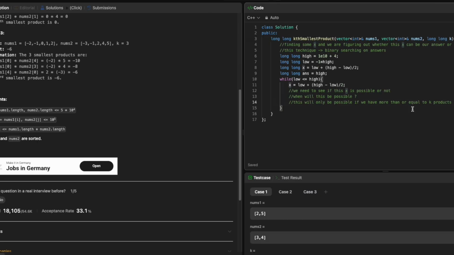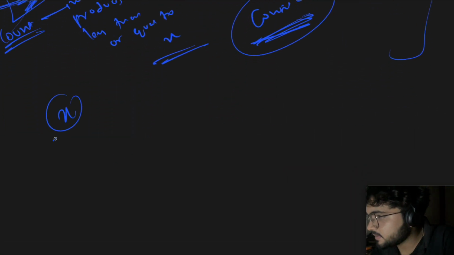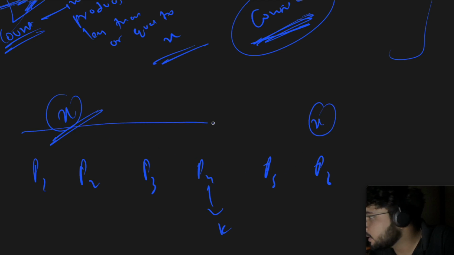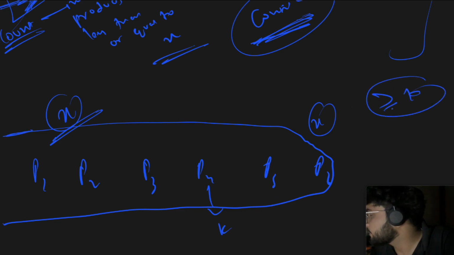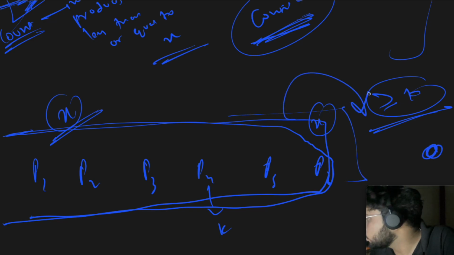Should I repeat this again? Let me repeat this once more. I am saying that we have some x. This answer is only possible when, let's say, all these are the products. If this is k and this is currently x, then the previous elements including this should be greater than or equal to k. Why? Because then only the answer will lie in this range. Otherwise the answer will be somewhere here and it will not be in this range. We need to increase our low.